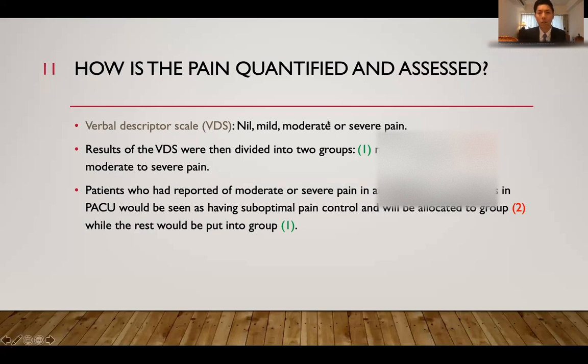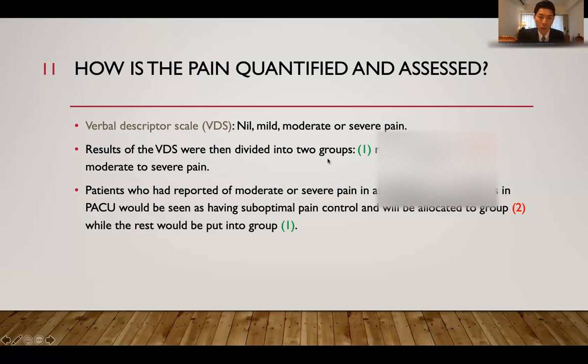So how is pain actually quantified, and how is pain assessed? There are quite a number of tools available, but what we have used is a verbal descriptor scale. The verbal descriptor scale is to ask the patient the intensity of pain with a descriptor. In English, it will be none, mild, moderate, or severe. In Cantonese, it will be 冇痛、少少痛、中等痛, or 好痛. So, four of them, and each will represent a different number.